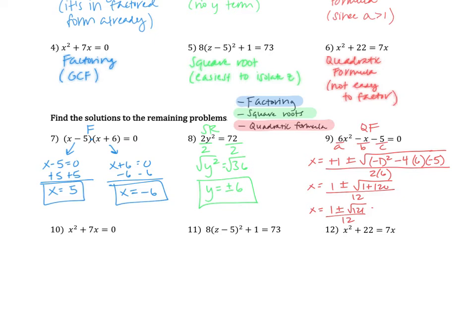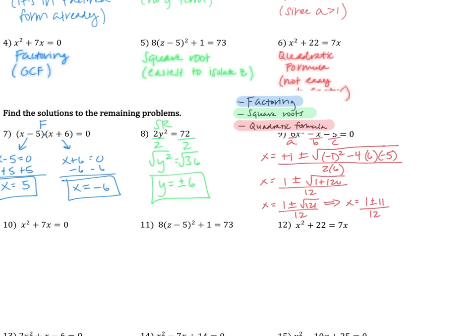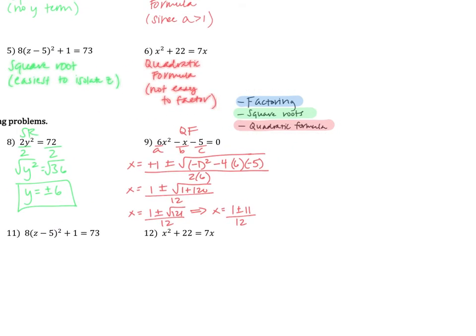So I know I'm running a little bit out of space. I'm going to keep doing my work to the side. So I have 1 plus or minus the square root of 121 over 12, which is 11 over 12. Then I'm going to move over here a little bit, so that way I can still divide my answer up into 2 parts. So x will equal 1 plus 11 over 12 and x will equal 1 minus 11 over 12.